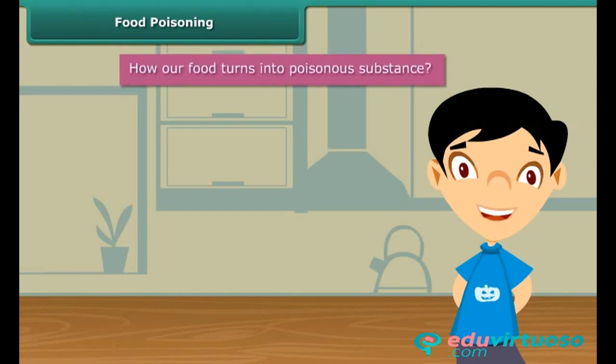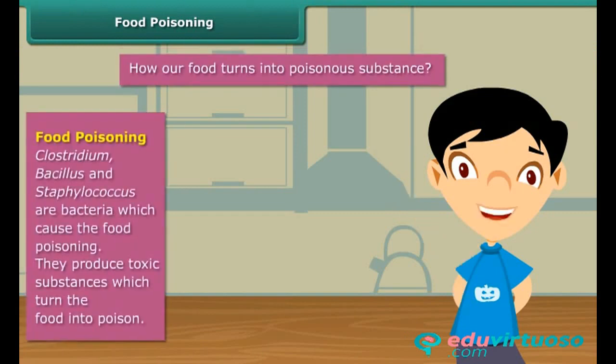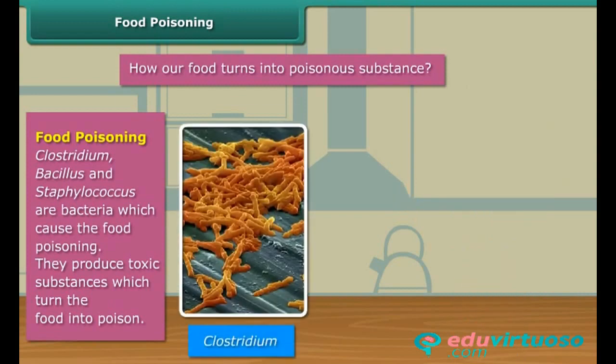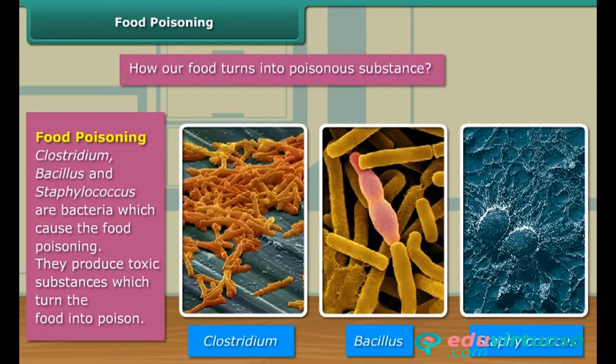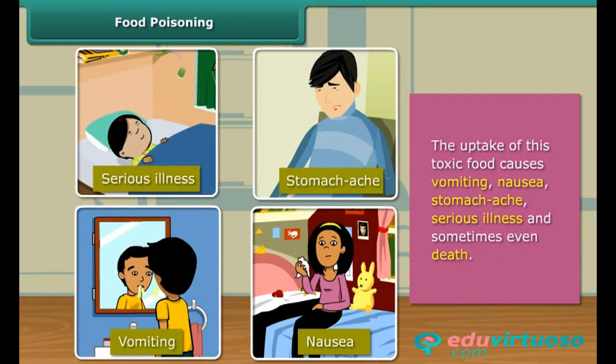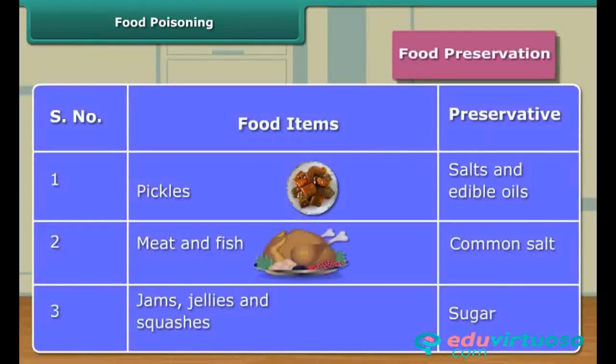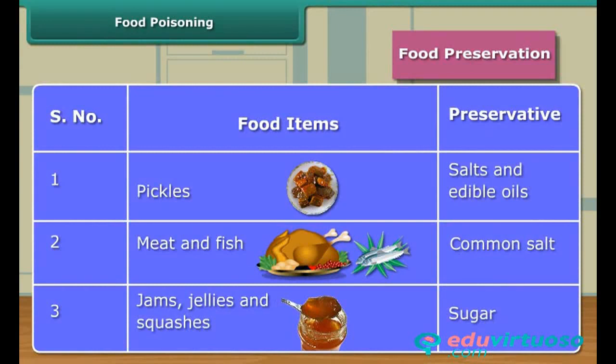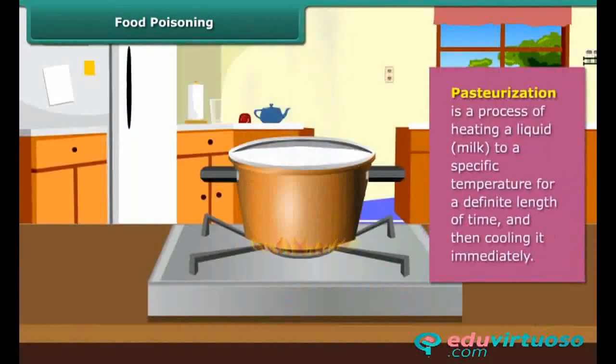Friends, in the summer season, if food is lying in the open for a longer duration, it turns stale and finally becomes a poisonous substance. The cause of this is again the same, bacteria. There are some bacteria like Clostridium, Bacillus, and Staphylococcus which cause food poisoning. This food causes harm to us. We can preserve our food by some methods as listed below. We use the pasteurization process to preserve milk.